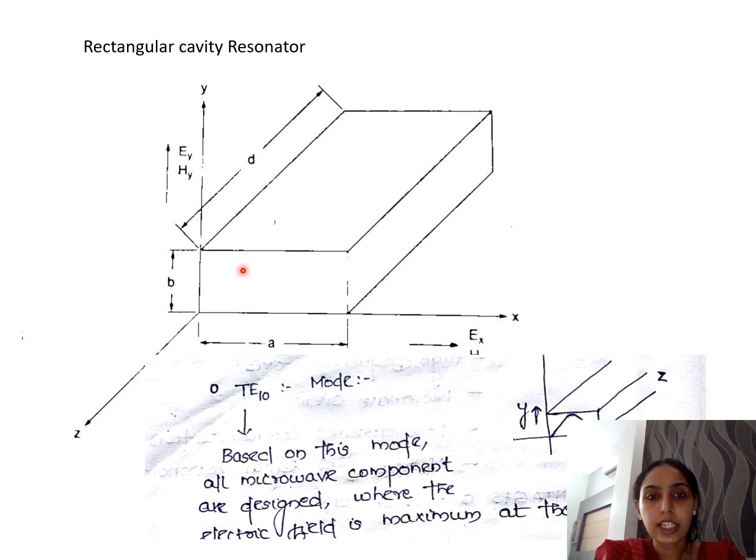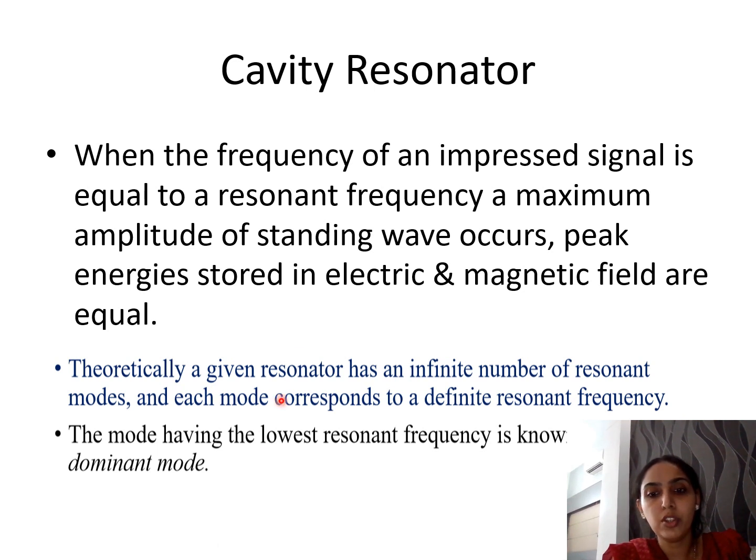And always for a rectangular waveguide, the dominant mode will be the TE10 mode. So based on this mode only, we are going to design all the microwave components, where the electric field is going to be maximum at the center. The most important point to be noted in a cavity resonator is that such a resonator is going to support infinite number of resonant modes, and each mode corresponds to a definite resonant frequency.